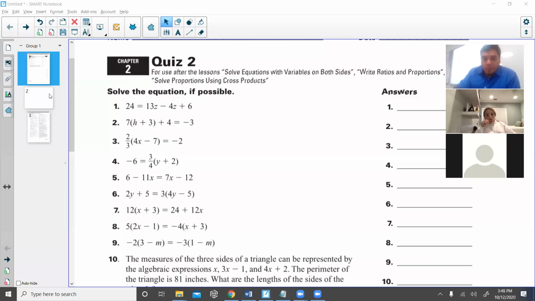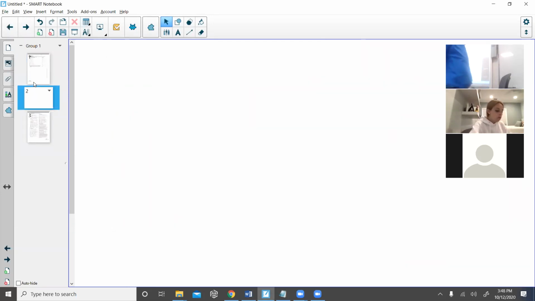So let's start off with number 1, 24 equals 13z minus 4z plus 6. So I'll open up a clean page for myself.